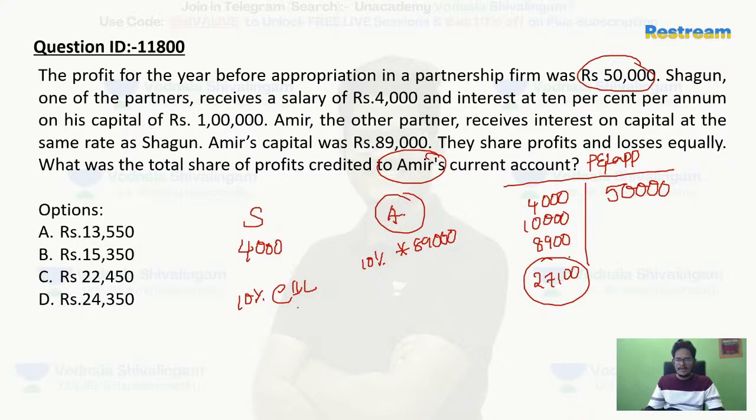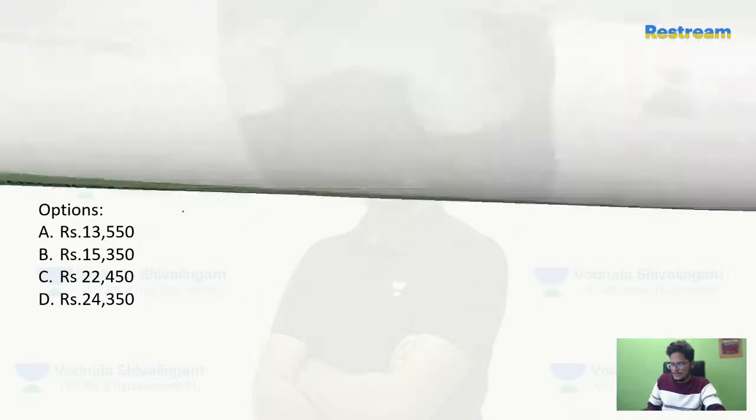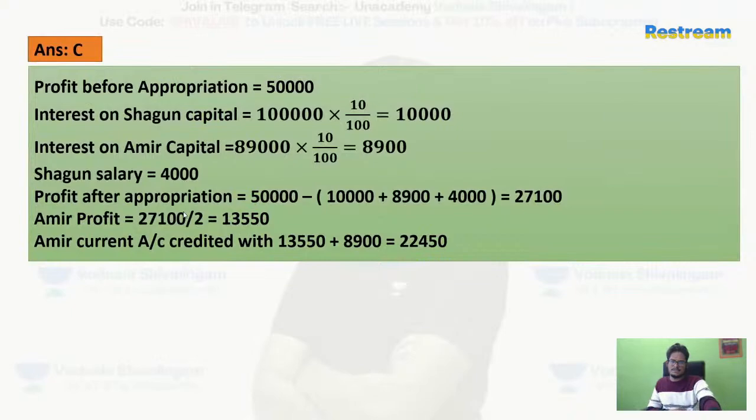Correct? But they are asking about Amir's current account. How much profit will be there? Let's calculate. 27,100 into 1 by 2. 2 ones are 2, 2 threes are 6, 2 fives are 10, 13,550 will come. Yes, correct.